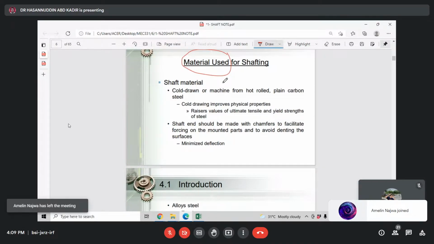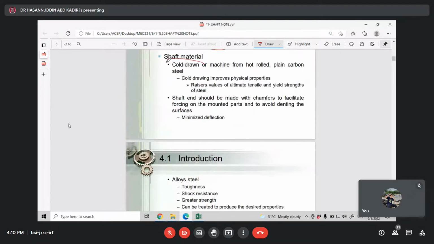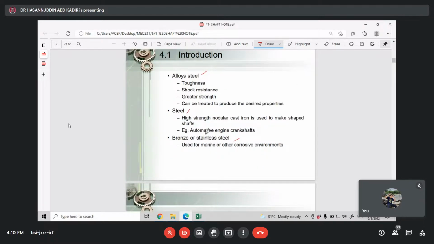So when we want to apply heavy duty application, we need to have the strong material, but depend on the condition. So here they also have the cold draw, we already learned in MEM360, or the forging process, the extrusion process, things like this. Okay, so here there is alloy steel, steel, also the bronze. So for bronze or the stainless steel, it focuses on the marine or other corrosive environments.